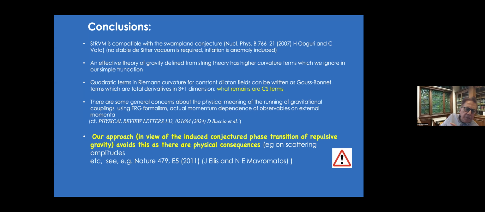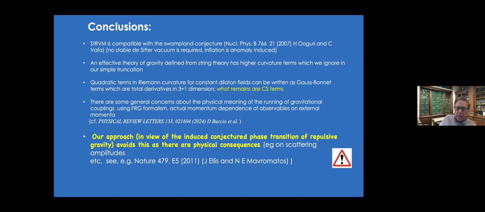We don't have, for example, any stable de Sitter vacua required. Inflation is anomaly induced. So at least we think that maybe it doesn't fall foul of the swampland conjecture. The other thing I would like to say is, obviously, when you do this type of FRG, you could have higher curvature terms, and the theories can become very, very complicated, and I'm sure that's what a lot of you professionals are thinking about on a daily basis and worry about it.